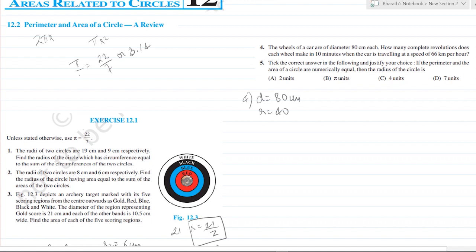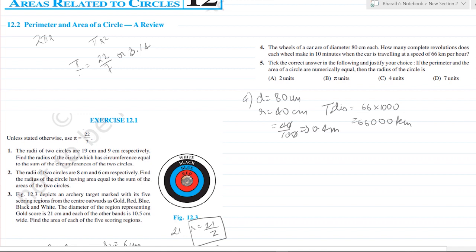So speed, the distance is equal to 66 into 1000. Then the total distance is 66,000 meters. Fine. And this radius is in centimeters, so we have to convert it into meters. So it will be 40 divided by 100, which is equal to 0.4 meter. Fine.